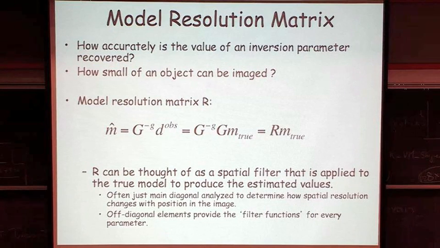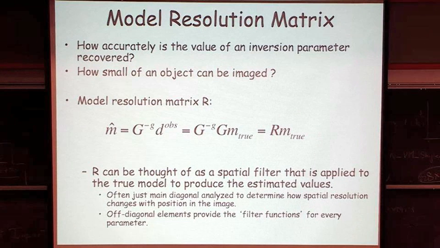And so this is a matrix, which is a square matrix whose size is m by m, m being the number of model parameters. And you get the relationship m estimated is R m true. So R is the resolution matrix. It basically tells you what is the spatial filter that is applied to the true model to produce the estimated values. What does this imperfect inversion process do to your true model?